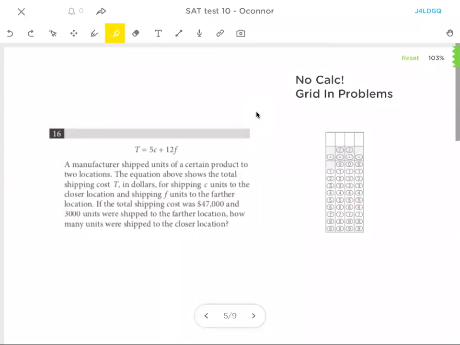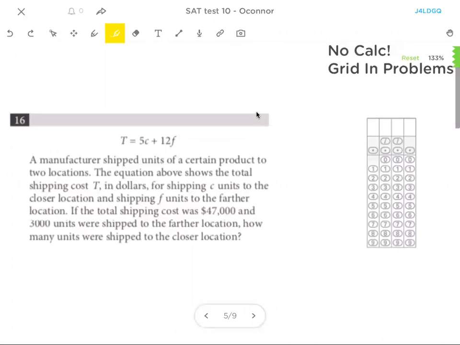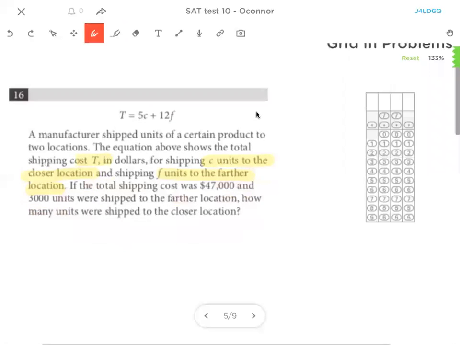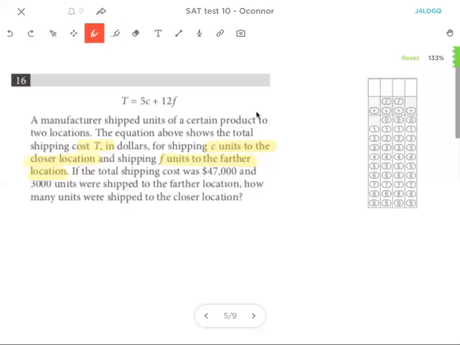And a lot of the SAT is about reading and being able to pull important information out of here. So it gives us a formula and says, the equations above show the total cost T, so T is total, for shipping C units closer to the location and F units farther. They try and use letters that make sense. They can't always do that, because sometimes they mean different things, but they do try and do that. And so that's helpful. So it says that the total cost was 47,000. That's going to be our T.